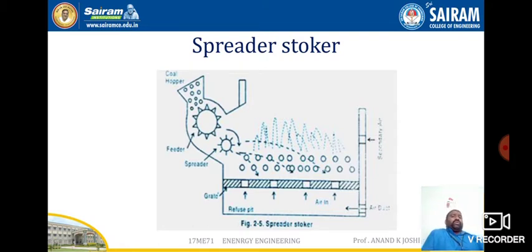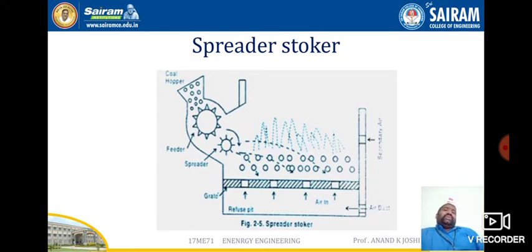It is not possible to burn varying sizes. As I already told, the coal is not at all of uniform size, so it has different sizes and shapes. So only crushed and sized coal can be used, and part of this charge is burnt in suspension, and hence fly ash is discharged with the flue gases. So unburnt carbon particles may escape through the flues, and it reduces the combustion efficiency.